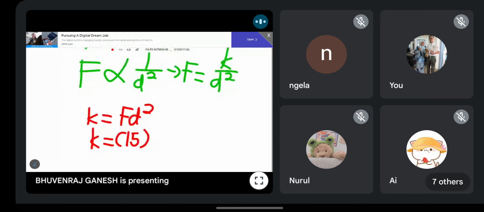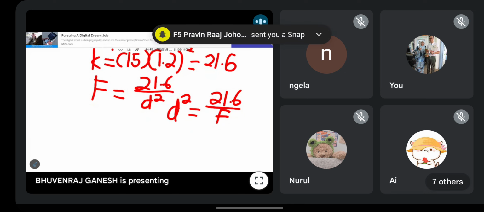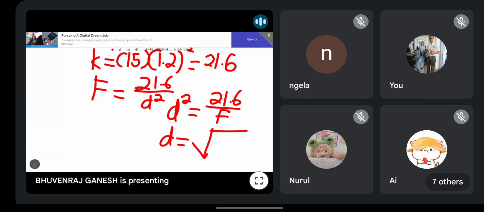Understand? This is just algebra. Okay, just shift here and shift there. So then, D is equal to puncak kuasa 2, 21.6 over F. Correct? So now, F. Guys, can I directly substitute F equals to 10? Yes or no? Boleh tak saya ganti terus?